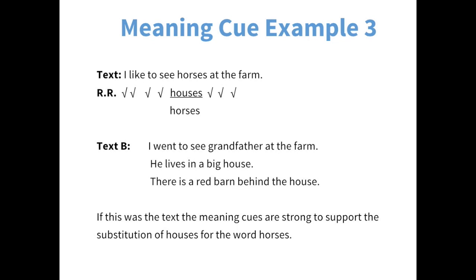On the other hand, in this example, we can see here that the meaning cues strongly support the substitution of houses for horses because the prior text read, I went to see grandfather at the farm. He lives in a big house. There is a red barn behind the house. As the text mentioned grandfather's house, it is possible it influenced the error.